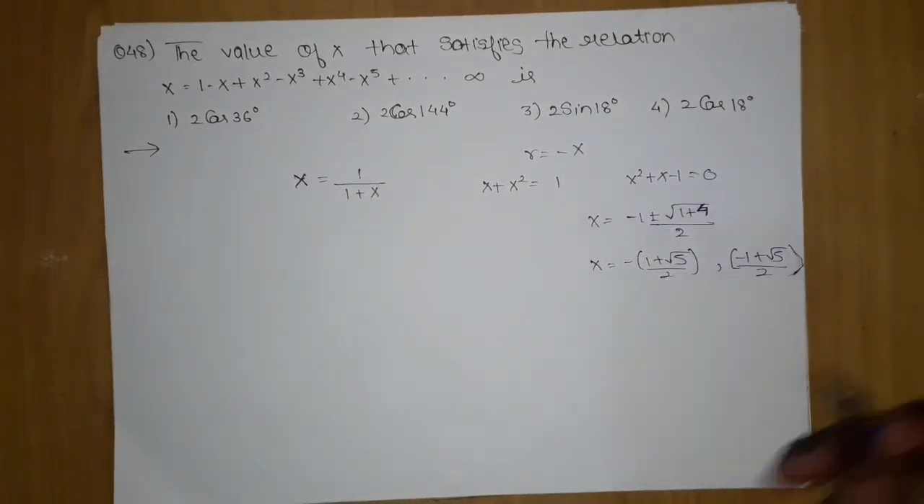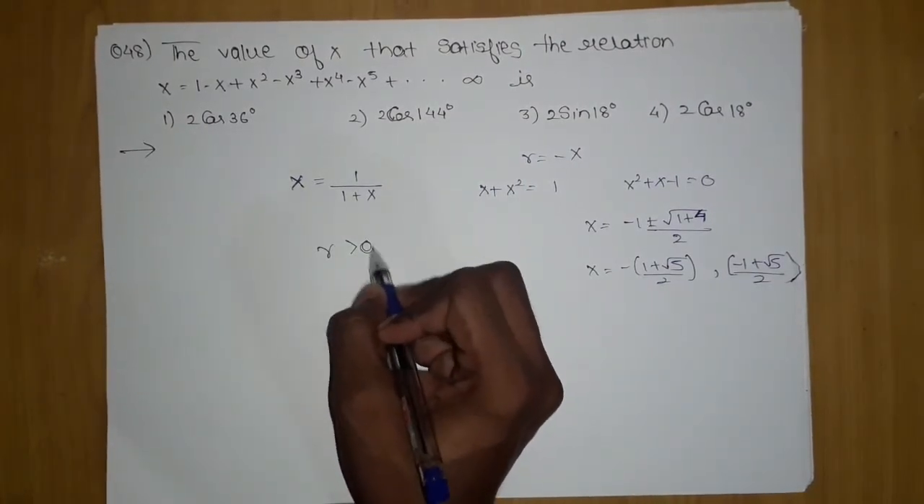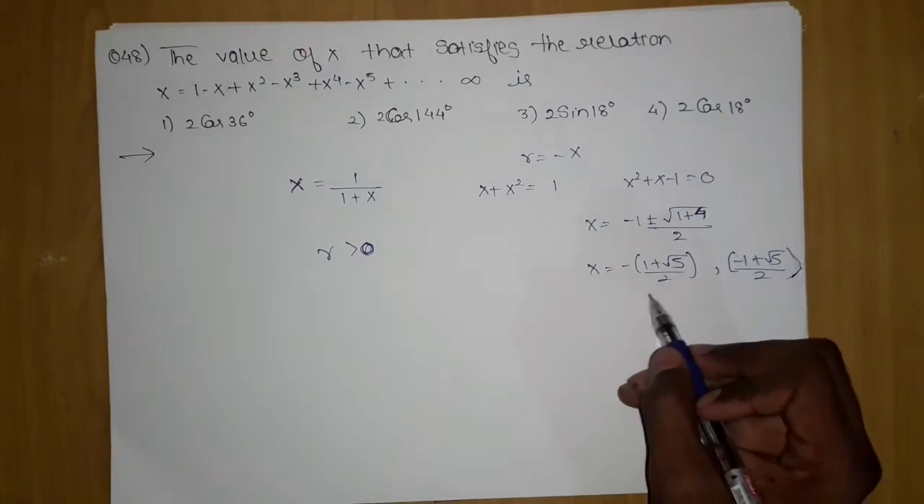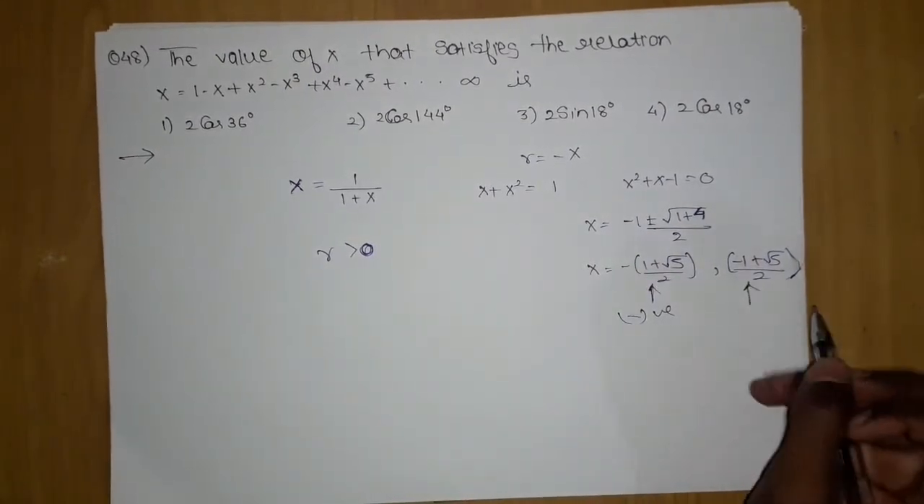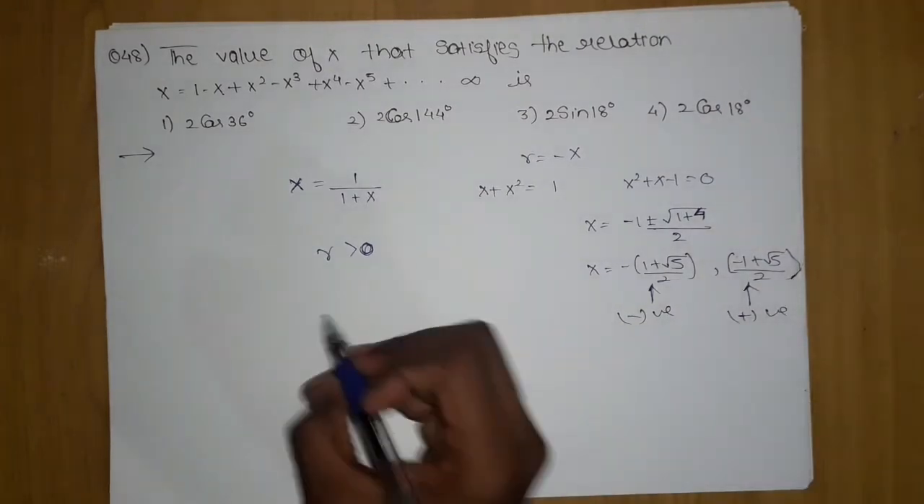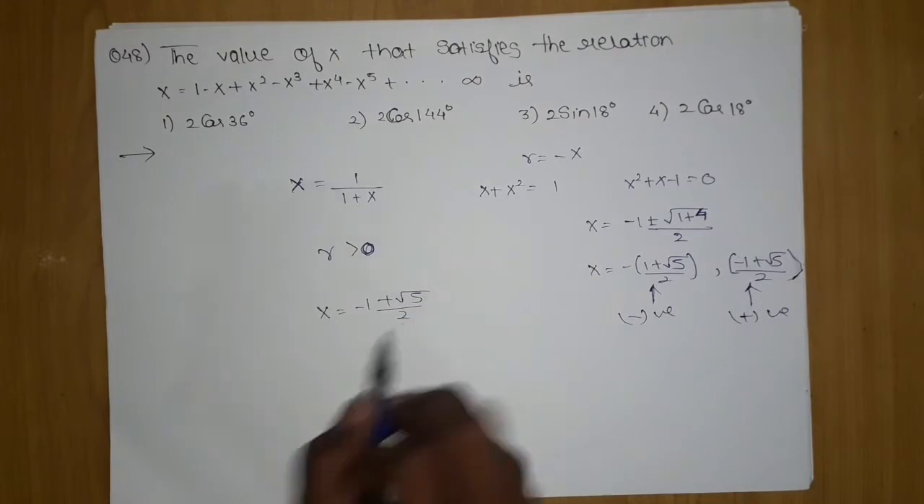Now we know for a GP r should be greater than 0, but this one is negative, so we will reject it, but this one is positive. So x is equal to minus 1 plus under root 5 by 2.